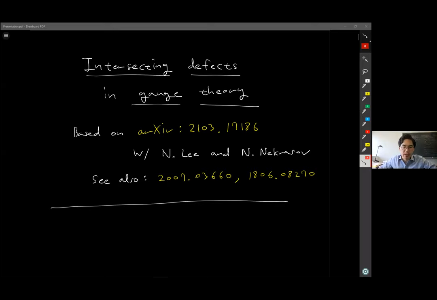First, I'd like to thank the organizers for having me in this nice series of seminars. Today, I'll talk about intersecting defects in gauge theory. The talk is based on my recent paper with Norton Lee and Nikita Nekrasov. There are also two previous papers that I've done with Nikita, and the contents of these papers are very much related to today's talk too.